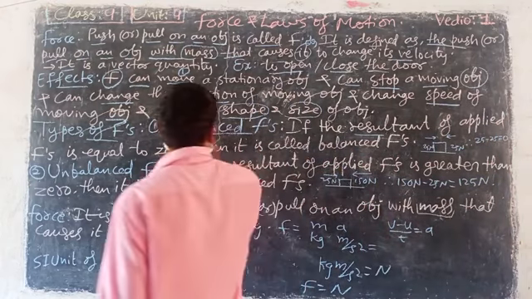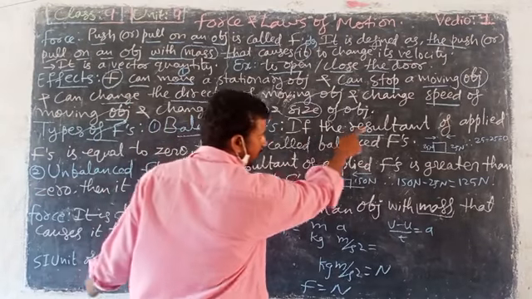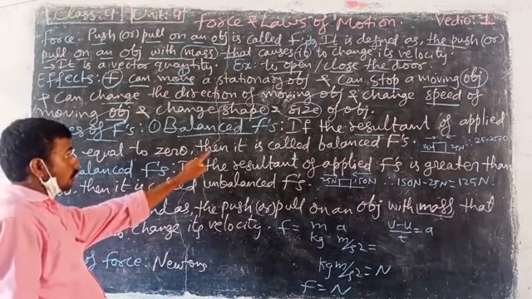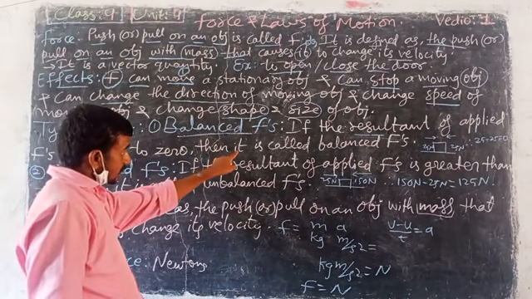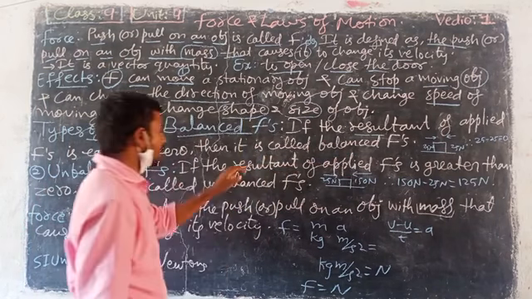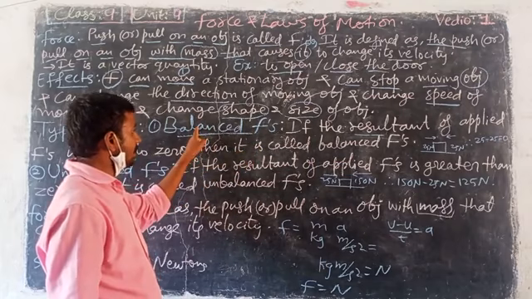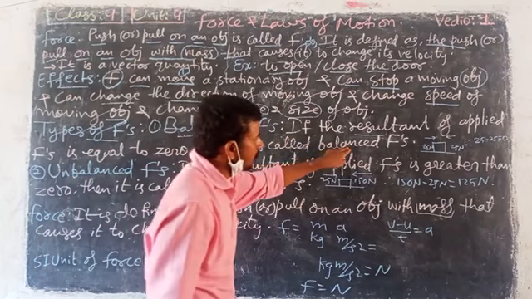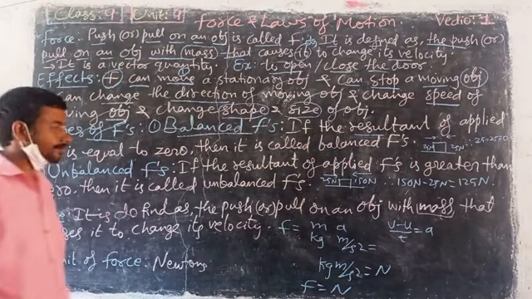So, balanced forces. If the resultant of applied forces is equal to 0, then the force is called balanced forces. Then which force is applied now? That force is called balanced forces.